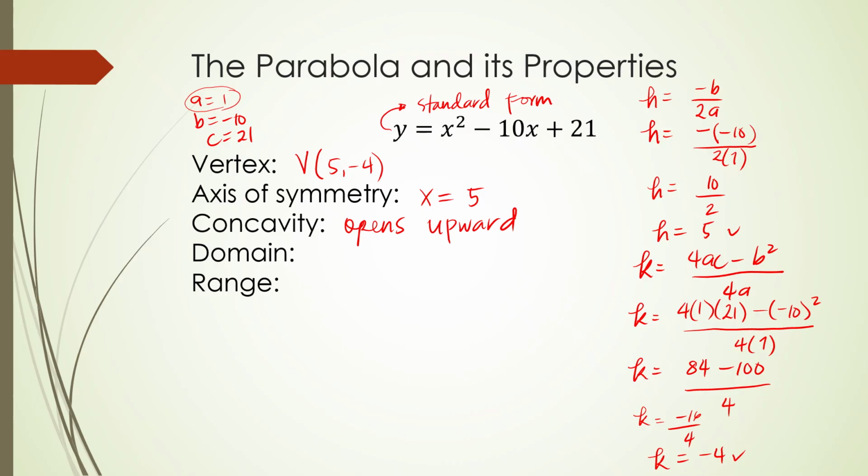What could be the domain? The domain is always like this: x such that x is an element of the real numbers. And the range will be y such that y is greater than or equal to negative 4. Remember, we use greater than or equal to because the sign of a is a positive number, and negative 4 comes from the k. I hope that you understand this. If this is unclear to you, you may go back again.